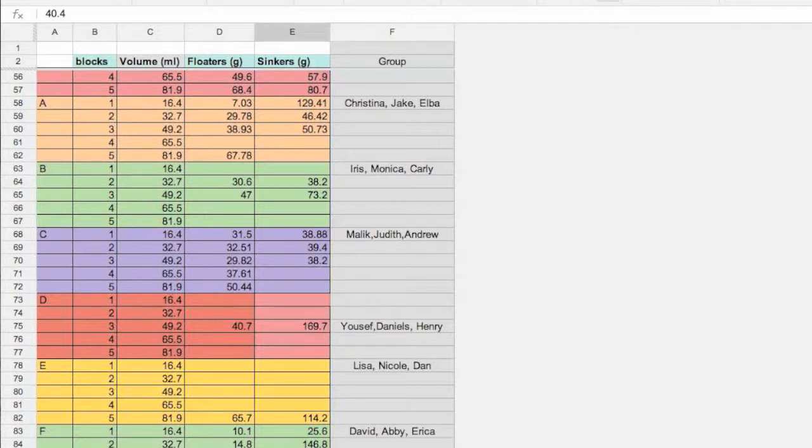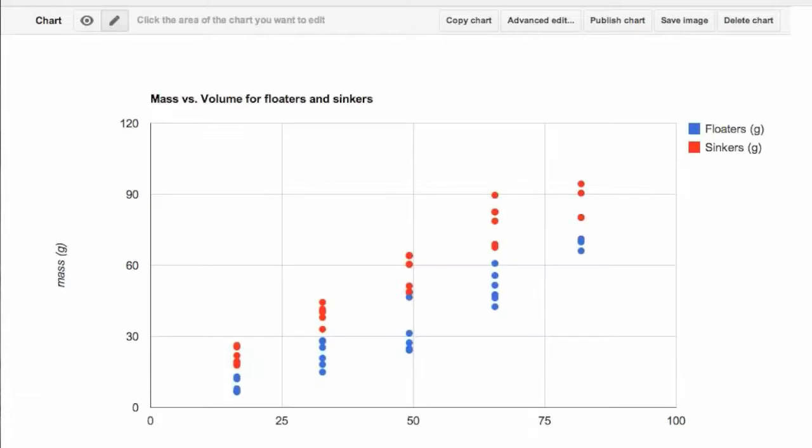Now, they do look at their own data, but they look at it in the context of whole class data. So if we look over here at the plot of student data, which is just taking that data and putting it on an XY graph, a plot of mass on the y-axis versus volume on the x-axis, we can see that the red dots represent those combinations of blocks that sank, and the blue ones indicate those combinations of blocks that floated.